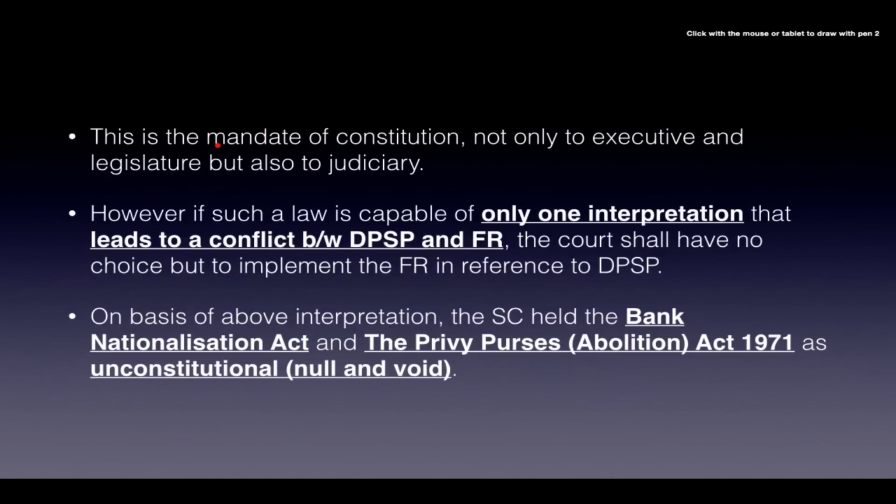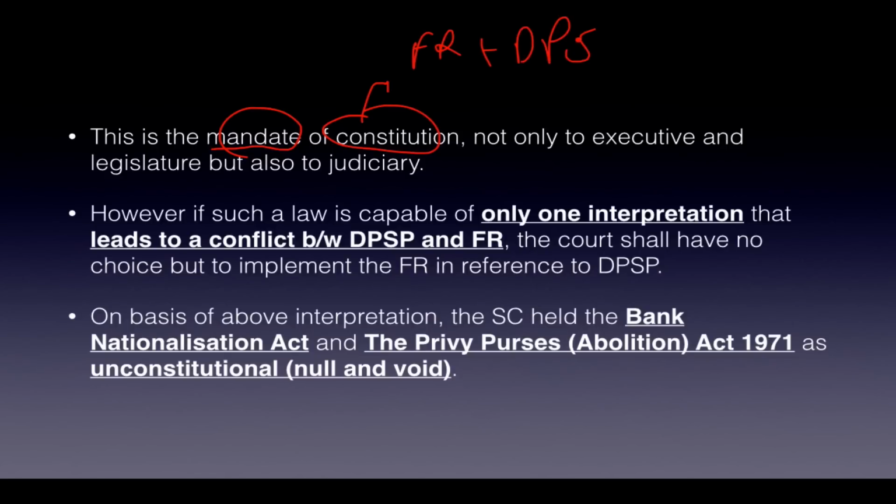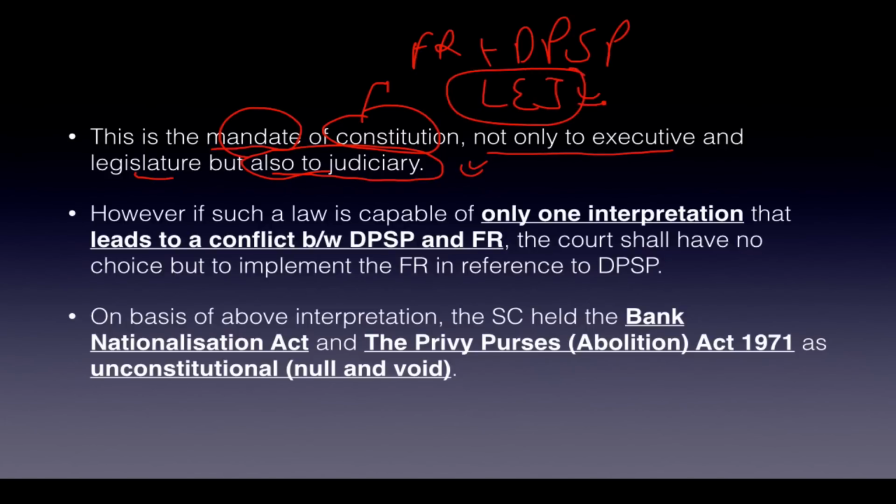So this is the real mandate of the Constitution. This is what the Constitution wants. Constitution wants harmony between these two parts as founded by our founding fathers. They wanted fundamental rights and DPSP to exist together, and this is limited not only to executive and legislature, but it is also complying of judiciary. So both L, E and J should be equally compliant to this mandate.